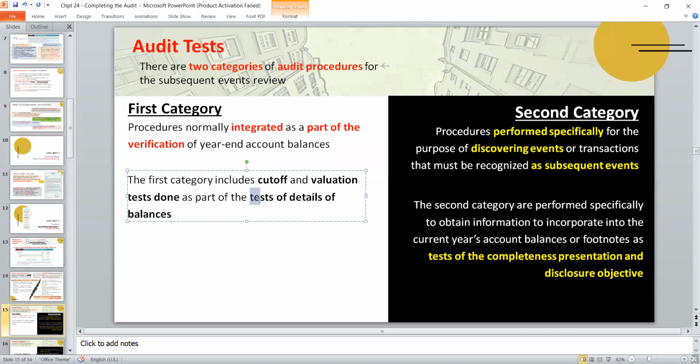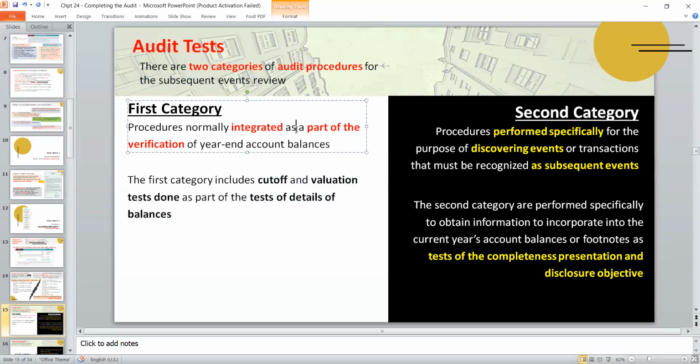The same here: because you conduct the test of detail balance, automatically some kind of audit procedure to test the subsequent event is already done, especially for the cut-off and valuation test. This procedure can audit the subsequent event.